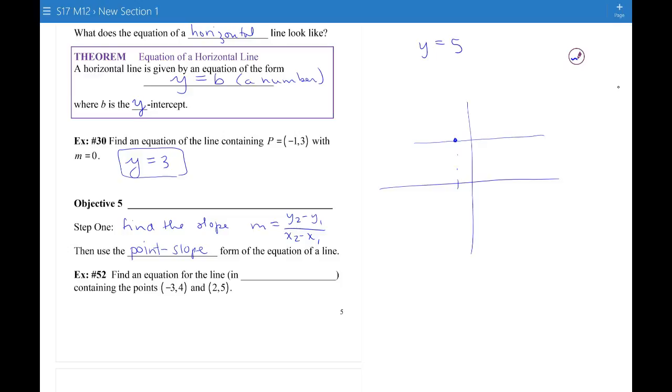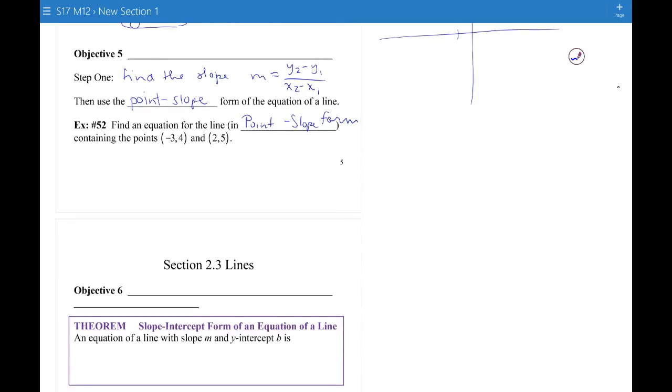So find the equation of the line in point slope form containing these 2 points. So I'm going to have m equals the y-coordinate after minus the y-coordinate before over the x-coordinate after minus the x-coordinate before, and I'm going to get 1/5 as the slope.